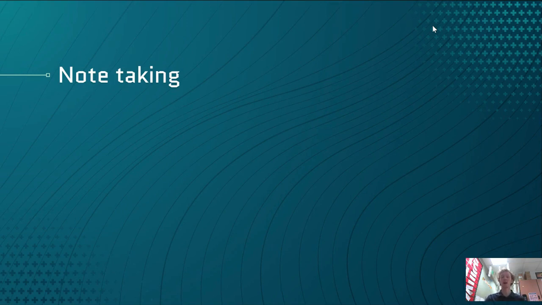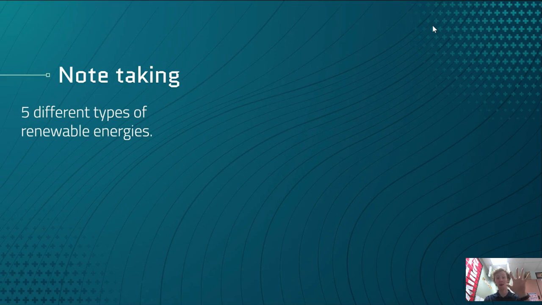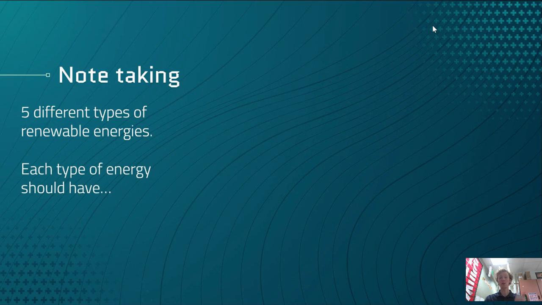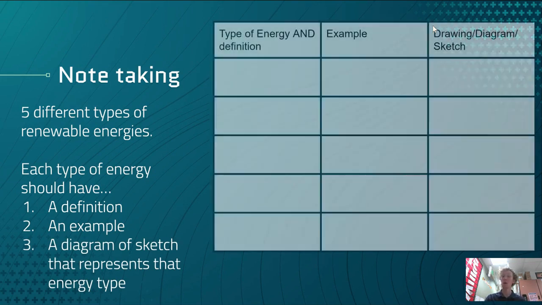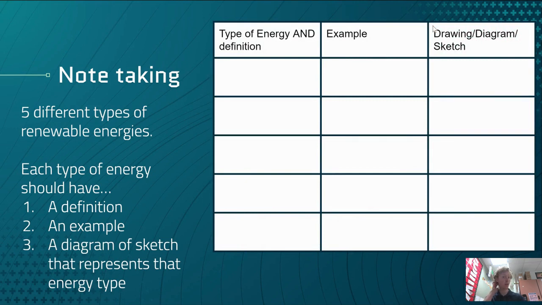So when you're taking notes today, keep in mind you're going to be taking notes on 5 different types of renewable energy sources. And for each one, you should be trying to 1, write down the definition, 2, write an example of that type of energy, and 3, draw a diagram or a sketch of that energy source that will help to remind you of what that type of energy source is. If you want to make a table like the one over here to the right, that's a pretty good idea. If you wanted to just do bullet points, that's also fine.